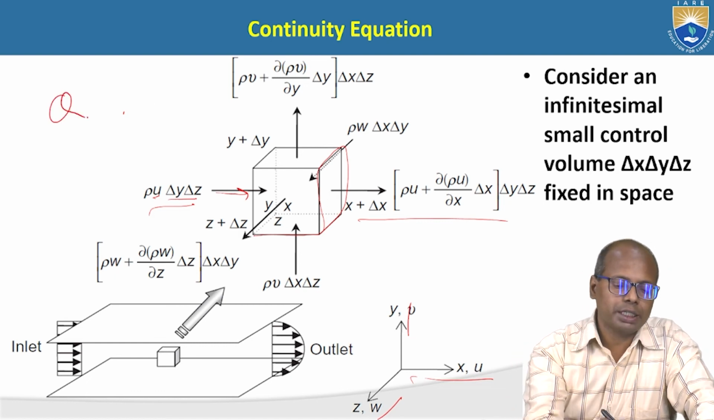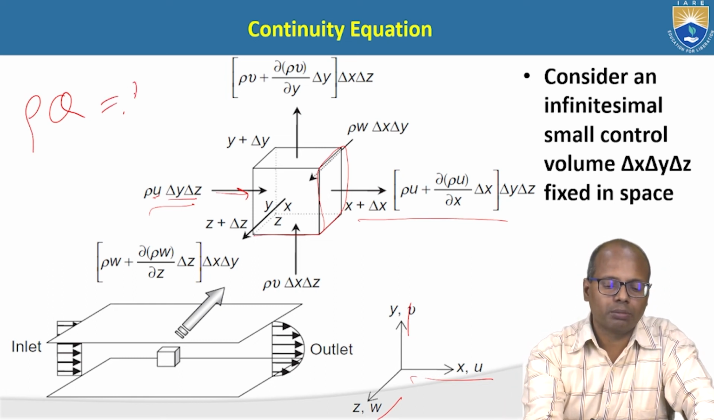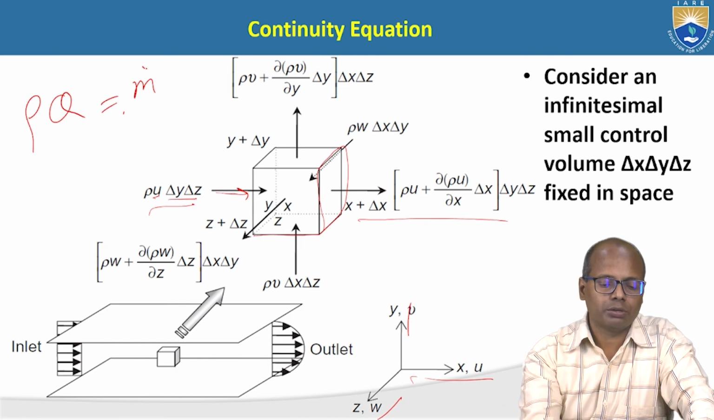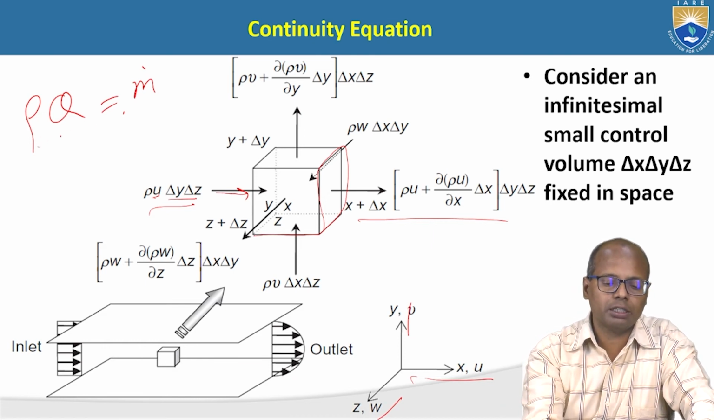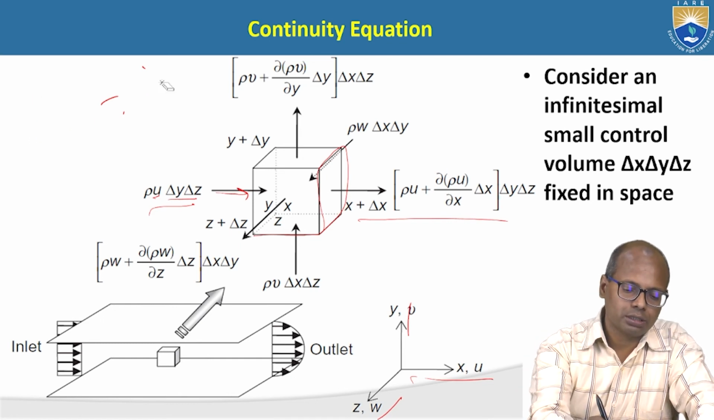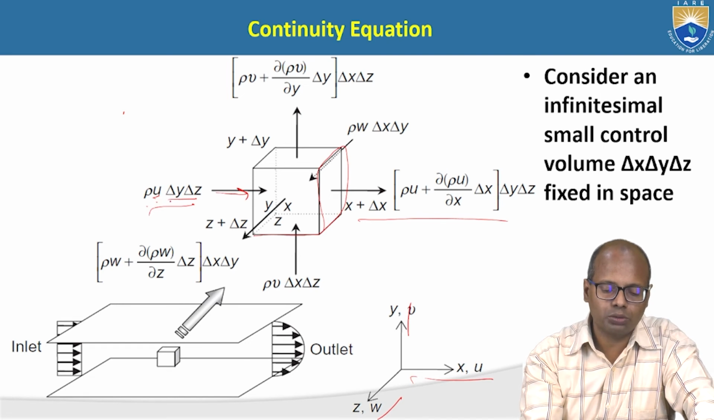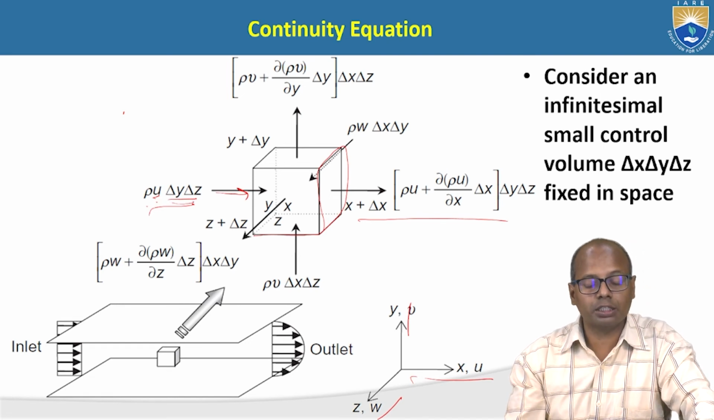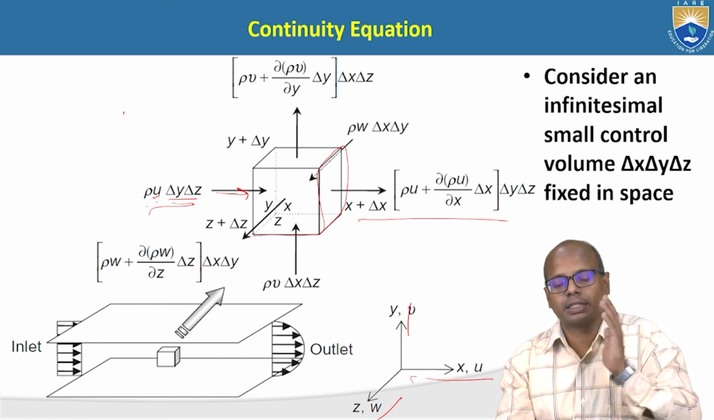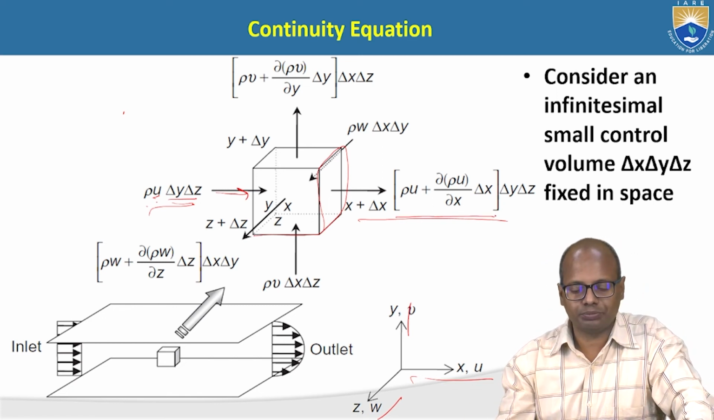Now volume flow rate into density, if I multiply, I will get mass flow rate. Okay, density into volume flow rate will get mass flow rate. Now that is what we are using here. So this is rho into u into area, that is the mass entering in x direction. Now this is the mass leaving in x direction.